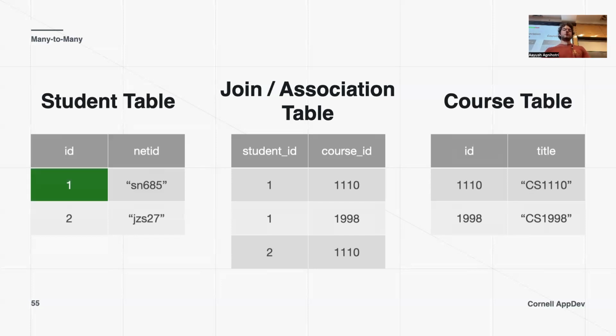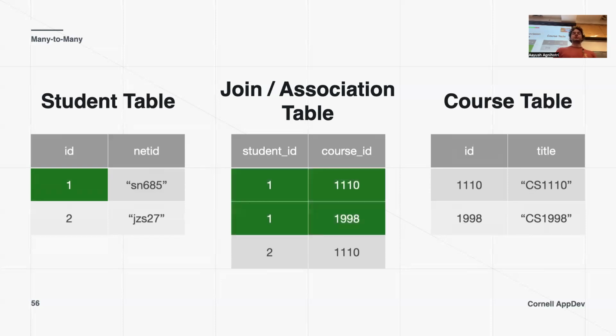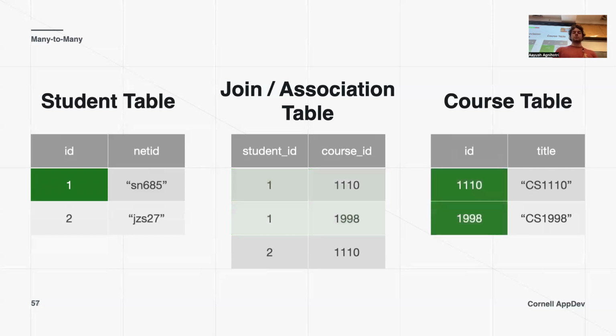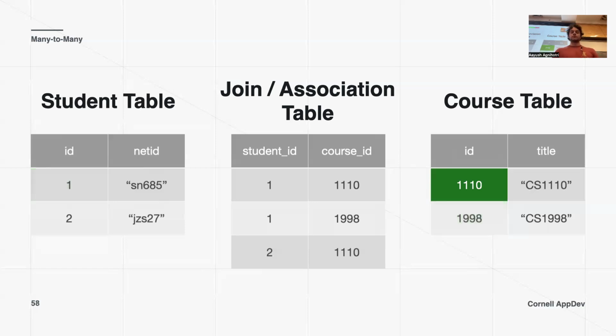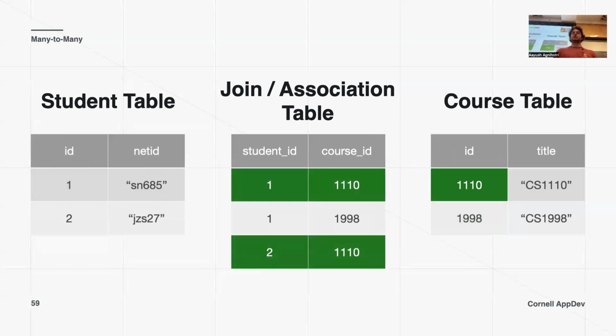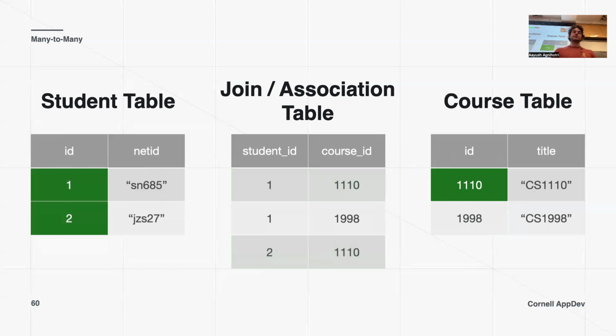So what happens here is we have a student with ID 1. If we want to find what courses they're enrolled in, we go to the join or association table, and we see that they're enrolled in 1110 and 1998. Then this relates to the course table over here, and we see the titles of those courses. If we want to see all the students enrolled in course ID 1110, we simply go to the association table and query, select all from this association table where the course ID is 1110. We just get the student IDs 1 and 2, and it relates them over here.